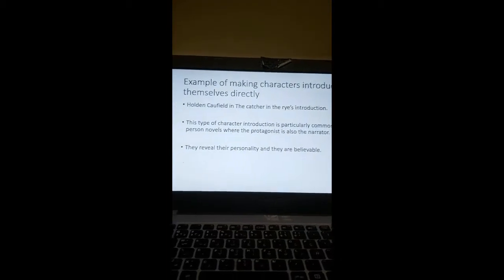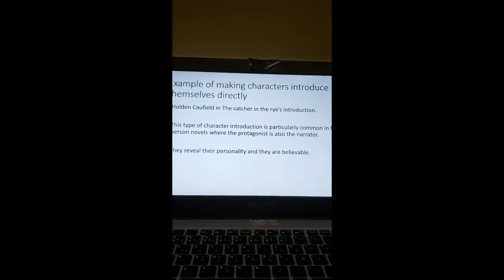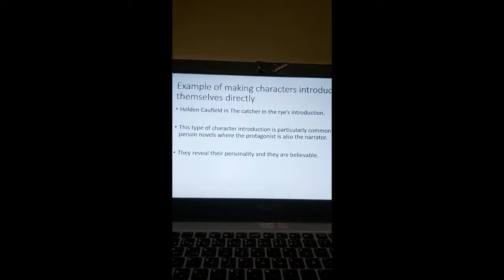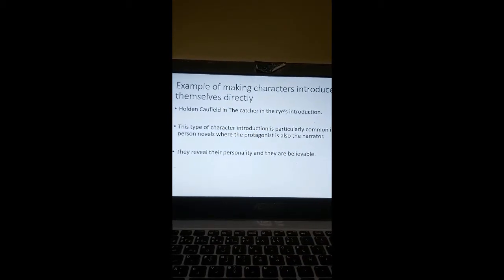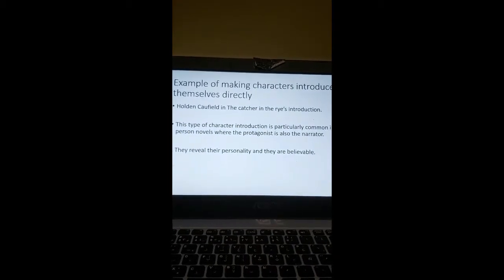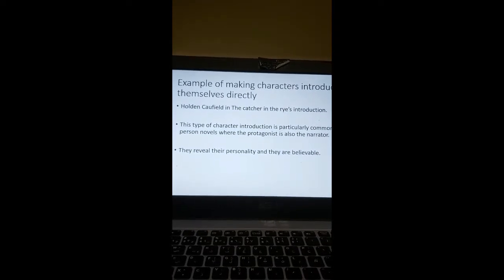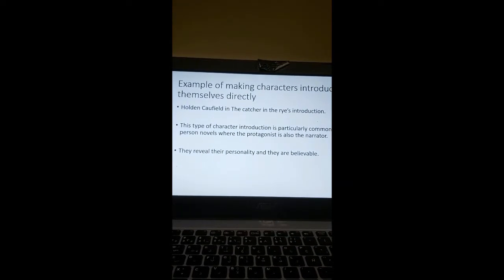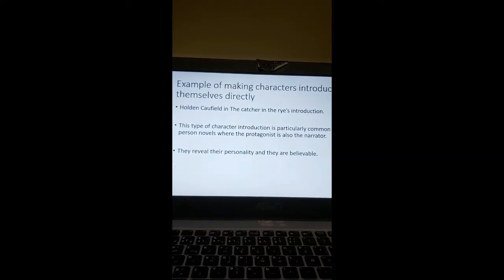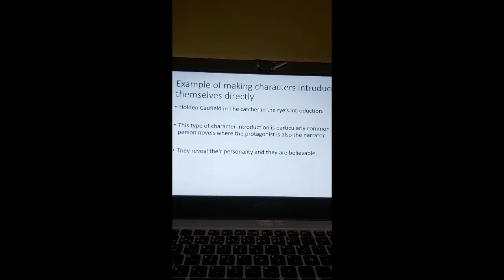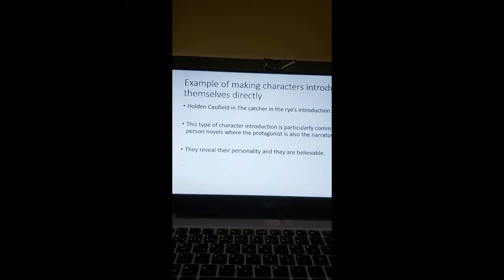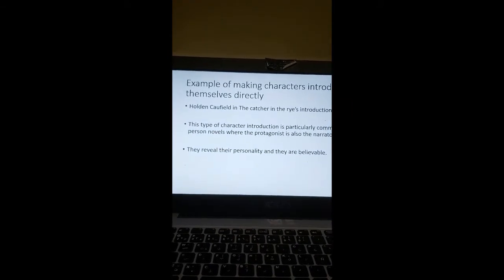The next one is to introduce the characters themselves directly. We have Holden Caulfield in The Catcher in the Rye, introduced by Salinger. This type of character introduction is particularly common in first-person novels, where the main character is also the narrator, revealing their personality and making them believable.